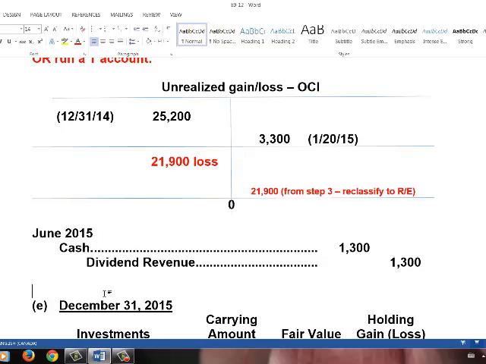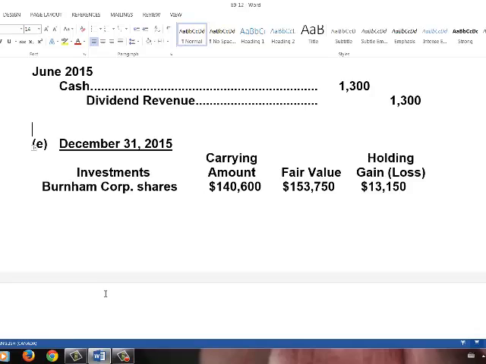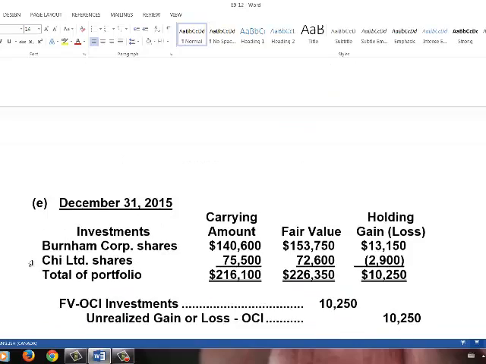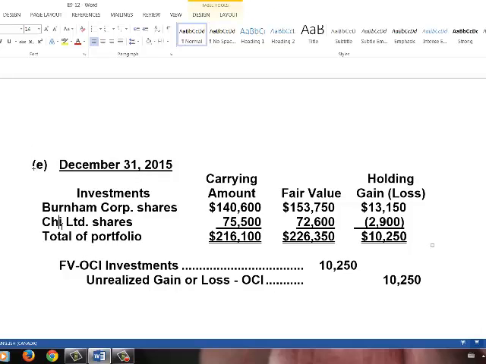Now, in Part E, what they ask you to do is prepare the journal entry to adjust the investments at the end of 2015 to their fair value. So what do we want to do? We want to now look at all the shares we have at the end of 2015. Well, I have Burnham shares and Chai shares. I don't have any of the other shares left because don't forget, at the end of 2014 I sold them. So what am I carrying those shares at that I have left, the Burnham and the Chai shares, at the end of the year before the adjustment? Well, the question told you.